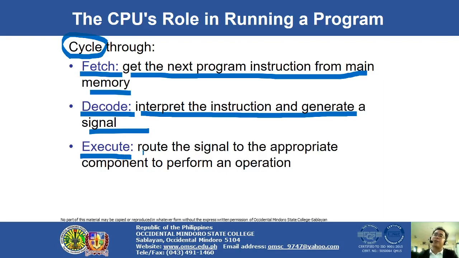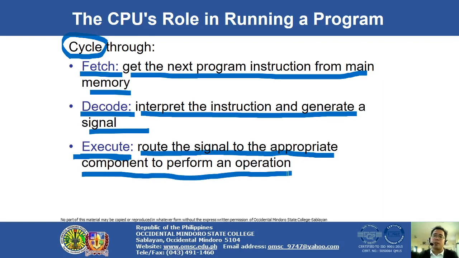Now, after mag-generate ng signals, we have what we call execute. Route the signal to the appropriate components to perform an operation. Meaning, the role of our CPU is to fetch, meaning to get, and then we have decode, meaning to interpret, and after that is to perform, to route, to execute what the instructions are.